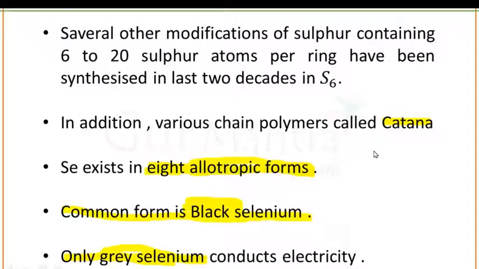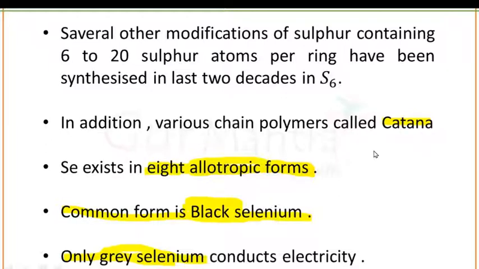Next, several other modifications of sulfur containing 6 to 20 sulfur atoms. There are many modifications of sulfur present in nature that contain 6 to 20 atoms of sulfur in their ring, and these have been synthesized in the last 2 decades, as in the case of S6. What is S6? S6 is nothing but 6 atoms of sulfur combined in a ring-like structure. In addition, when various chains of sulfur polymerize, they form the polymers of sulfur. These are known as catena.